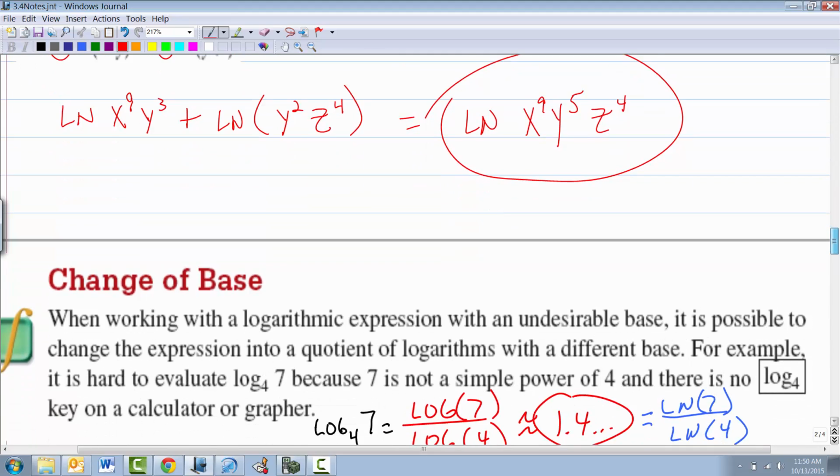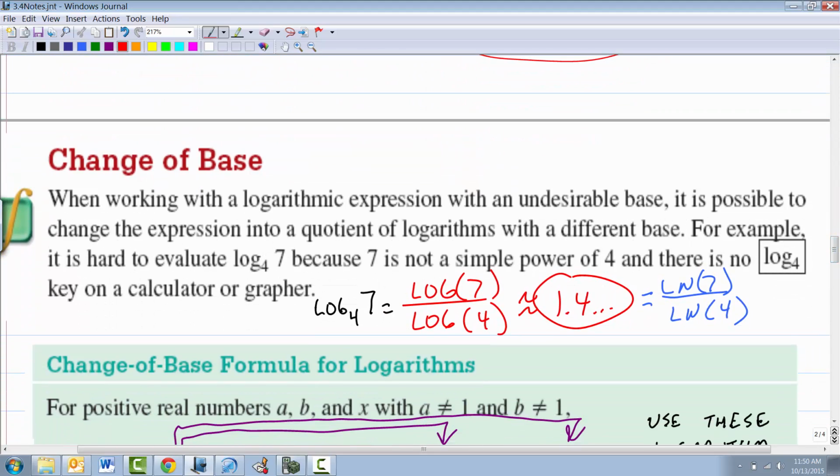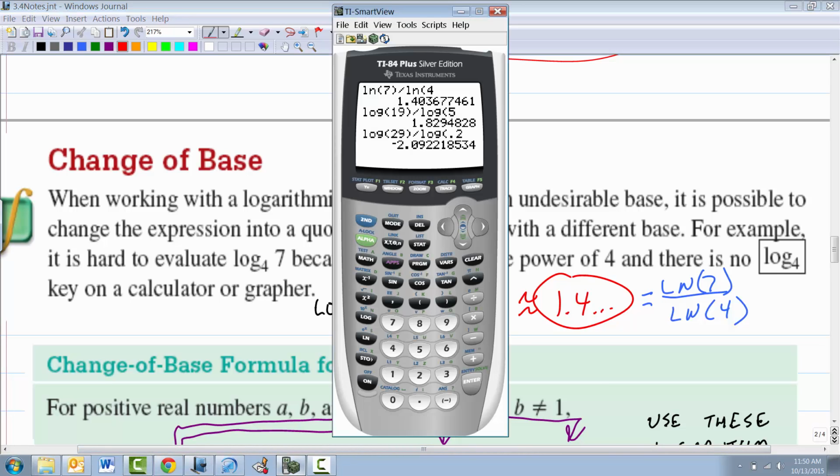All right, now, how many people have a TI-83 or an unupgraded TI-84? Unupgraded. There's more than that. I thought there was, you don't know if you're upgraded or not. Try this real quick, and then you'll find out if you're unupgraded.